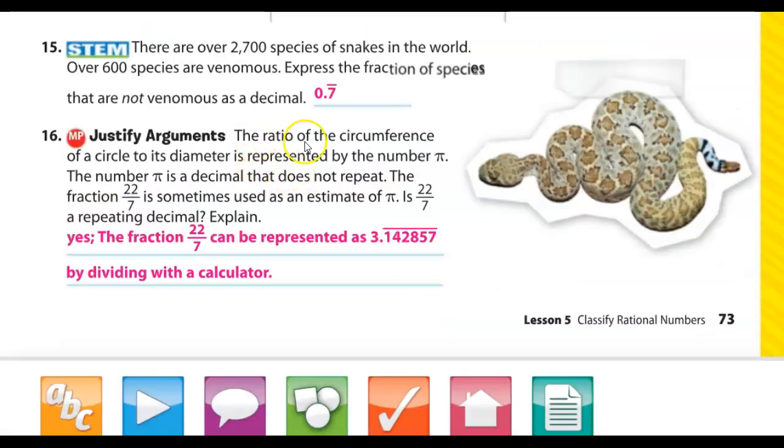Okay, finally it says the ratio of the circumference of a circle to its diameter is represented by the number pi. And the number pi is a decimal that does not repeat. The fraction 22 divided by 7 is sometimes used as an estimate for pi. 22 divided by 7 is a repeating decimal. Explain. Okay, is 22 over 7 a repeating decimal? Yes, so if we did the calculations, you'll see that it mimics the first part of pi and keeps going.